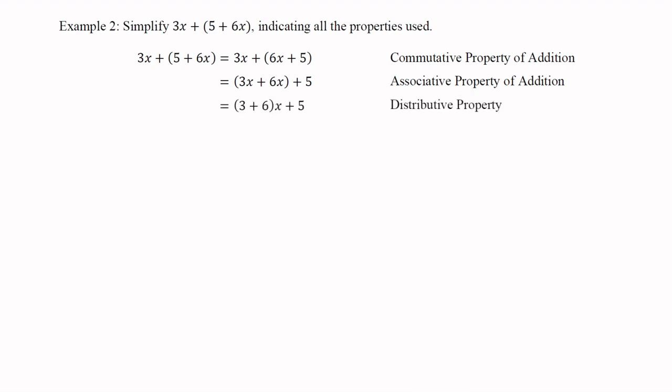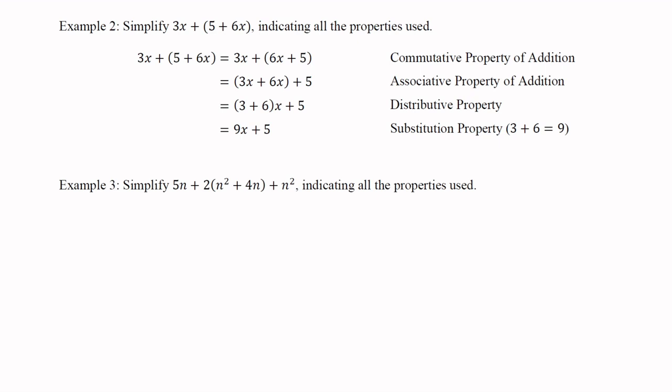And then we can use the distributive property to pull our x out. And that gives us 3 plus 6 in our parentheses. And then we can substitute 3 plus 6 with 9. And that's as far as we can take it. 9x is a term and 5 is a term, but they are not like terms, so they can't be combined. So this is as far as we can simplify it.